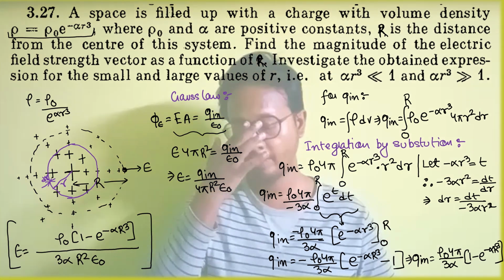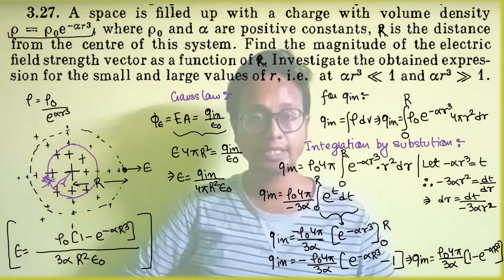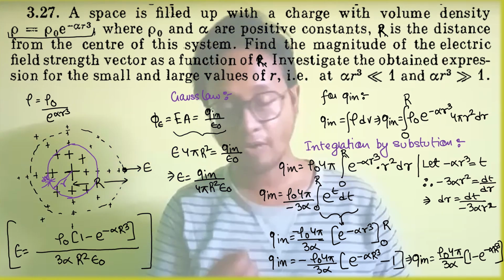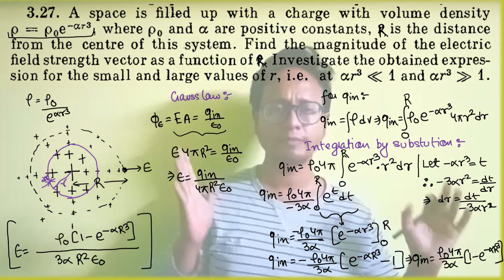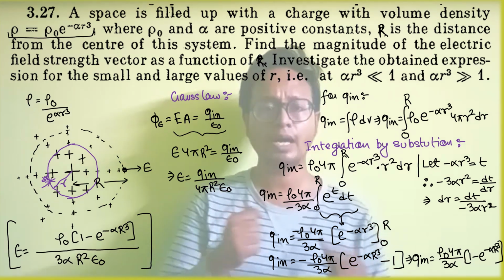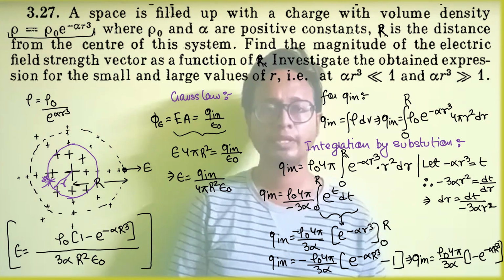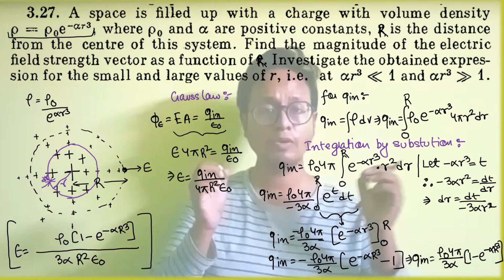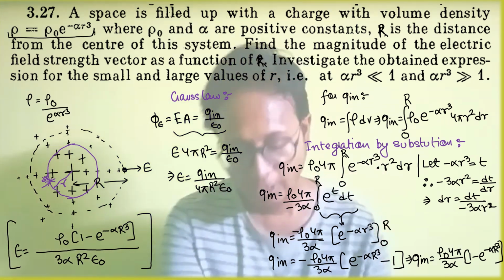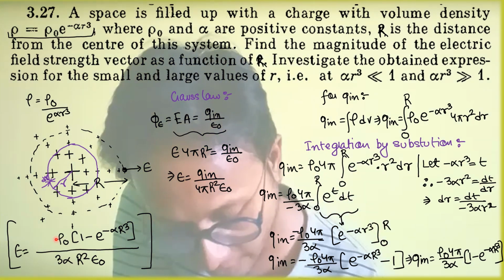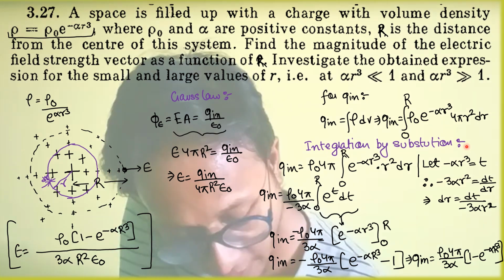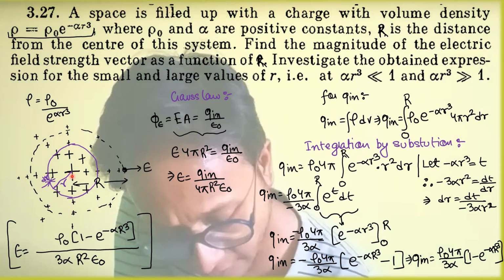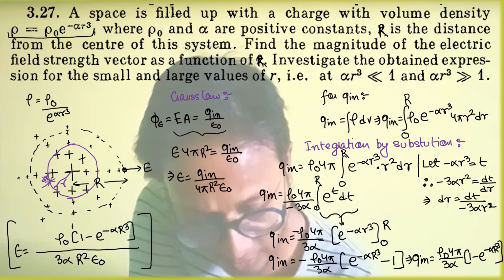Fair and fine. Now the second part of the question is asking, find out the value of this electric field if the value of r is very large. Okay, if the value of r is considered to be infinite, and case number 2, when the value of r is very small. So I have to find out the value of electric field when r is very far away, first case, and when r is very near to the center, second case.